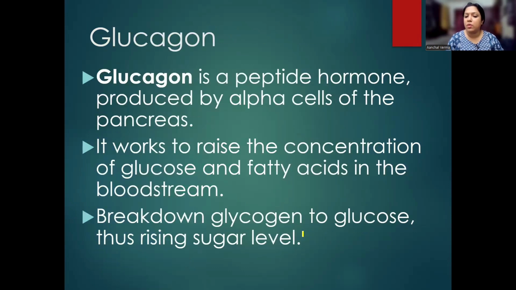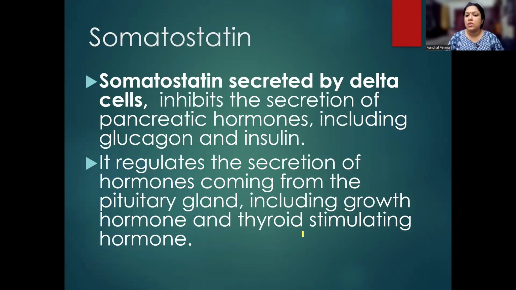Glucagon is a peptide hormone produced by alpha cells. It works to raise the concentration of glucose in the bloodstream and fatty acids also. Breakdown of glycogen to glucose increases the blood sugar level. Somatostatin is not in the syllabus, but still it helps in regulating the height.